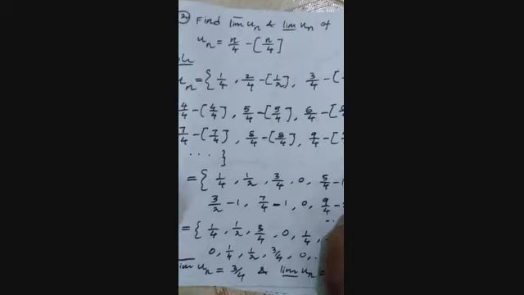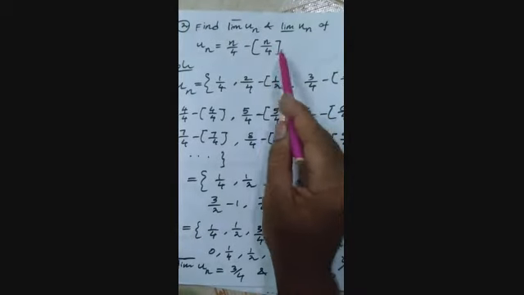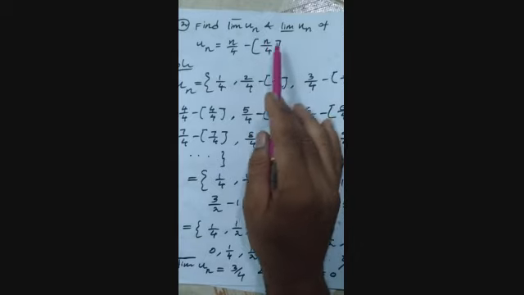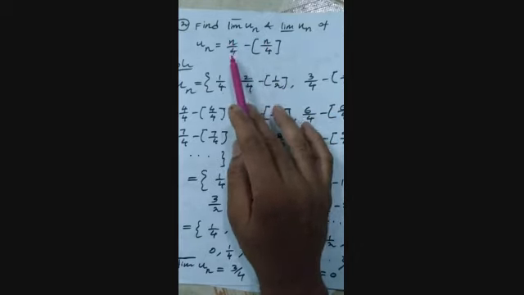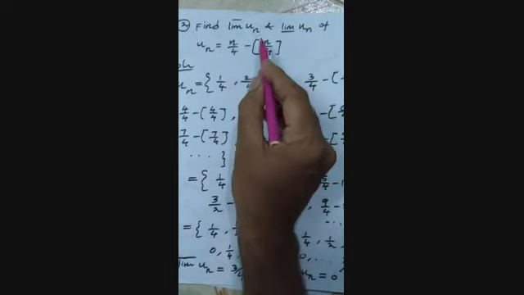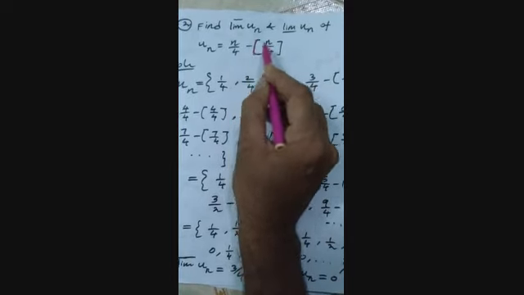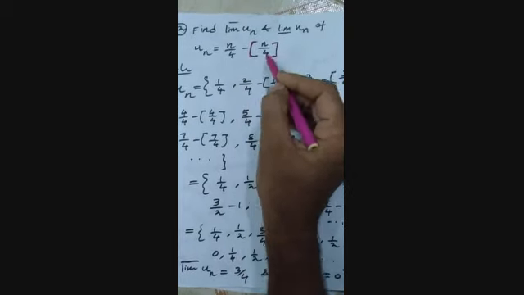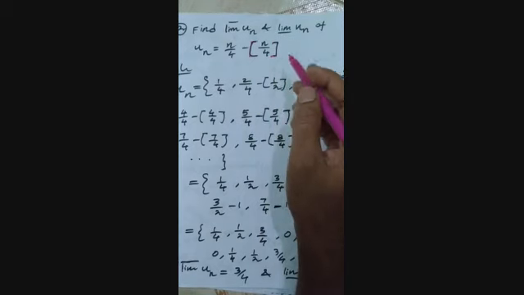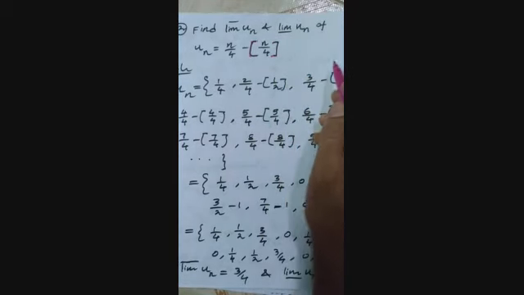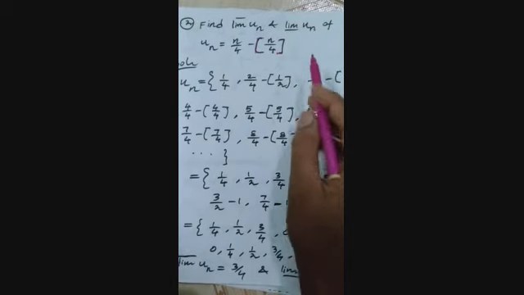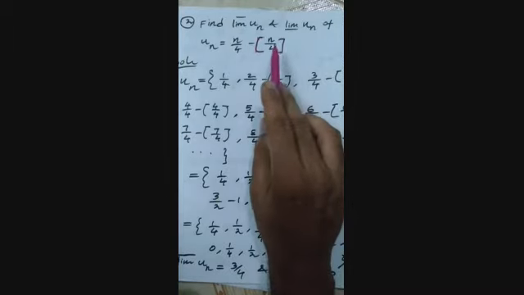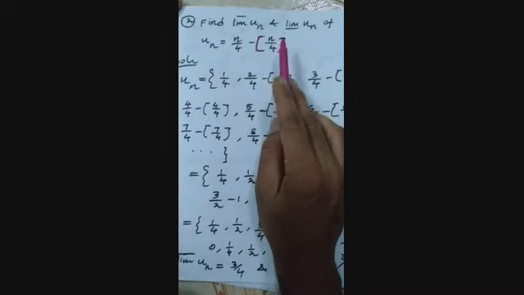The second one is a very interesting one. The same, you have to find the limit supremum and infimum of the given sequence n by 4 minus the greatest integer function of n by 4. We know this, the greatest integer function, otherwise known as the step function. The least positive integer less than or equal to this one. We know about this one.